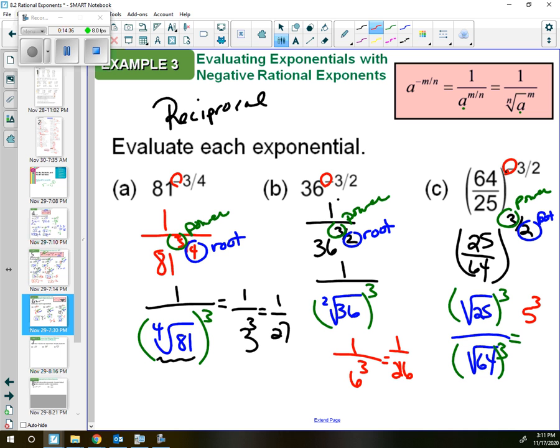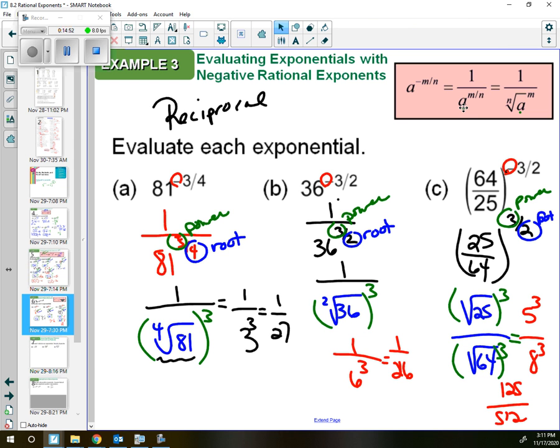And then the square root of 64 is 8, so I need to do an 8 cubed. So just check your power table there quick and see what we get. 5 cubed is 125. And then 8 cubed, 8 times 8 times 8, I believe, is 512. So double check and make sure.